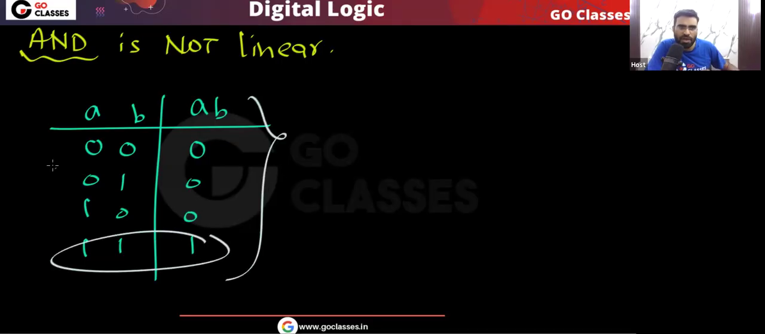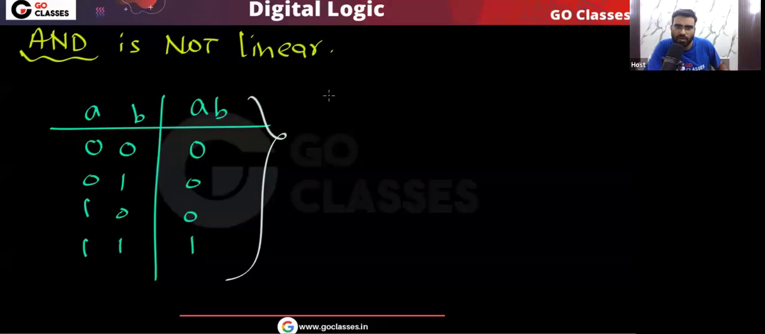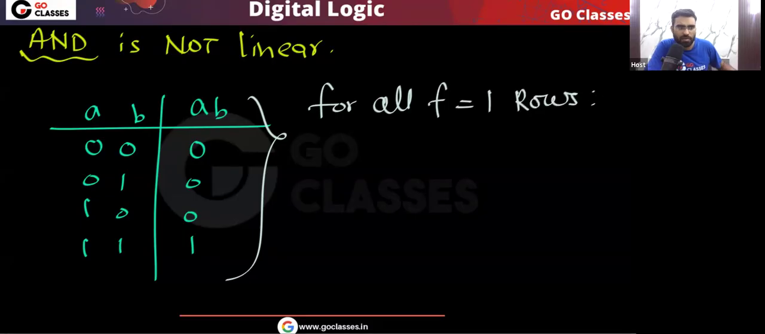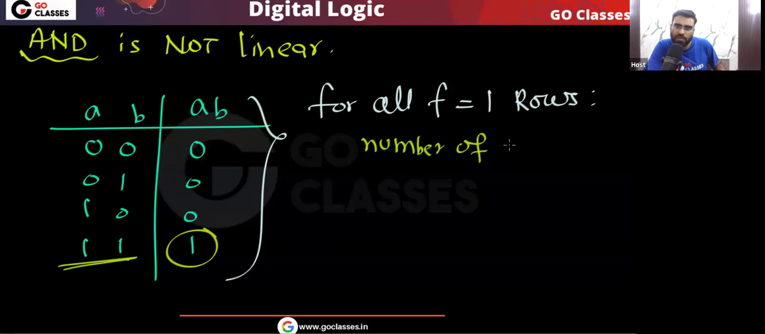You can see for all f equal to 1 rows. Just look at the f equal to 1 rows. Tell me, for all f equal to 1 rows, what is happening? This is the f equal to 1 row. The number of ones in the input is even. Yes or no?